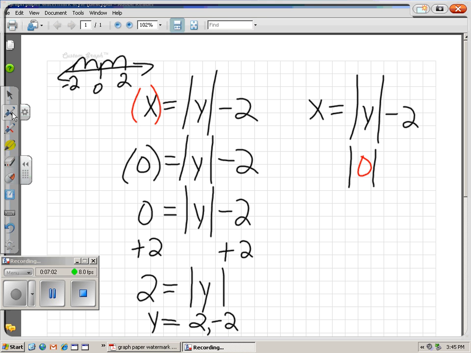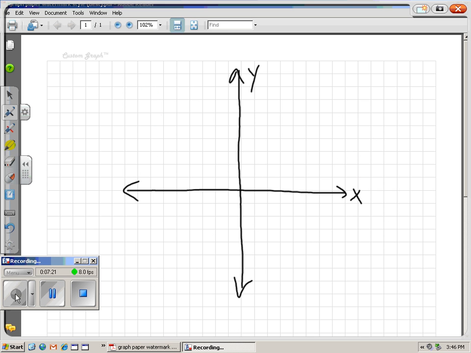Now let's work out the x-intercept. I bring down the x equals and the minus 2. The absolute value of 0 is simply 0. That's easy. 0 is 0 steps away from 0. And 0 minus 2 gives me negative 2. So x equals negative 2 is my x-intercept.